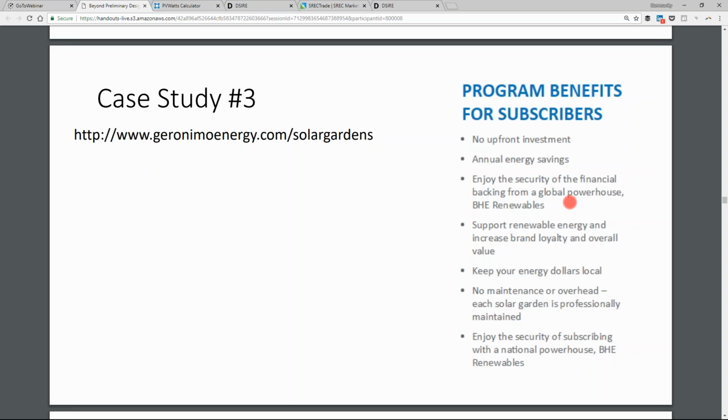You're supporting renewable energy, and then they say increasing brand loyalty and overall value. Well, if I'm an individual, I don't really care too much about my brand loyalty or overall value, unless I'm single in my young 20s. I'm not really trying to promote my individual person brand. So that's obviously marketed more for corporations, to say, you might get Whole Foods saying we're 100% solar powered, or instead Whole Foods might say we participate in the local community solar program. They keep stressing the local dollars local, although I wouldn't consider Berkshire Hathaway to be a local company. No maintenance or overhead, so that's one thing that's nice, is you might have a longer payback on a community solar buy-in option.